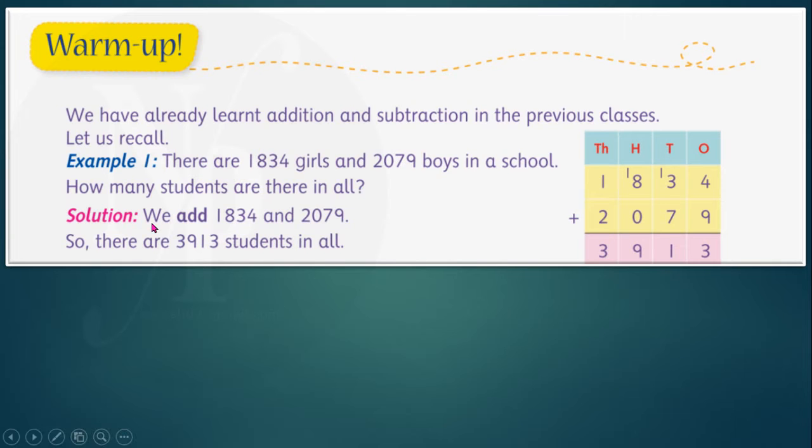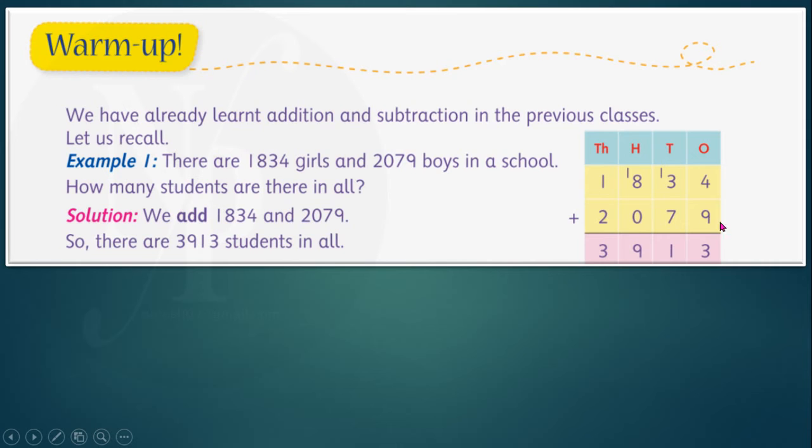school. So solution. We add 1834 and 2079. So the addition is shown here. First we will write down the given numbers in the place values table according to their place values. So 1834 and 2079, and then we add these numbers. So we have learned addition of 4-digit numbers, it is very familiar for us, so you can add these numbers.